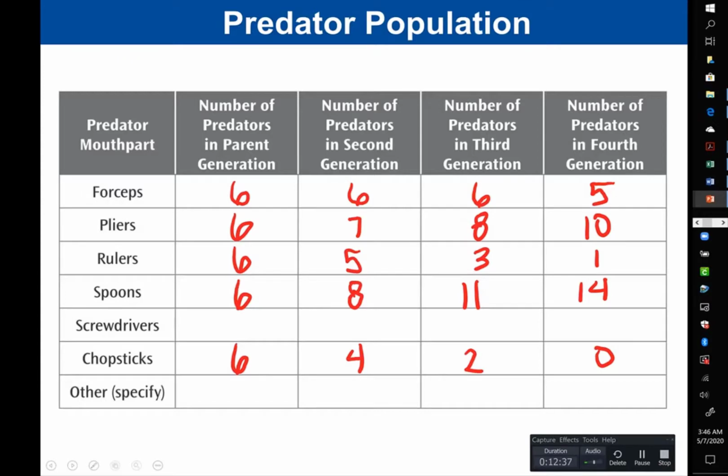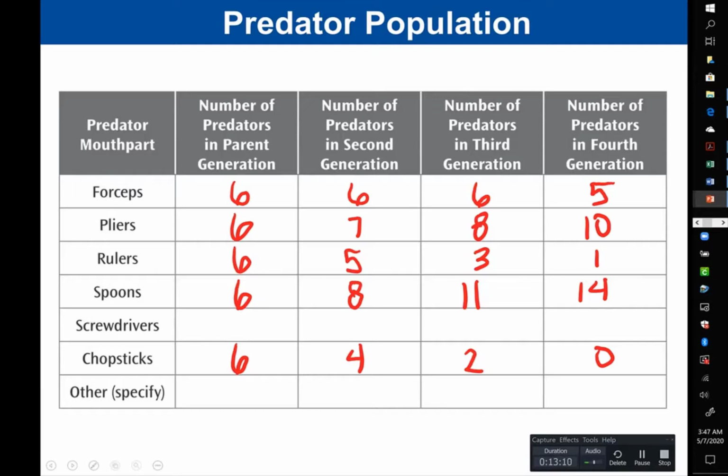So if I look at the forceps, in the first generation, the parental generation, we started with 6 forceps. After one generation, we still had 6. In the third generation, we had 6. And in the fourth, we had 5. So our population decreased a little bit. In our pliers, it was 6, 7, 8, and then 10. So the pliers were somewhat well adapted because their population was increasing over time.